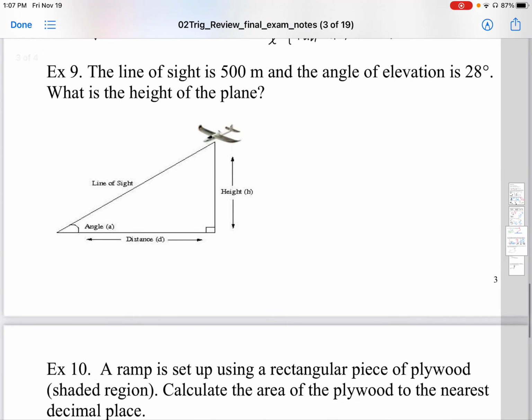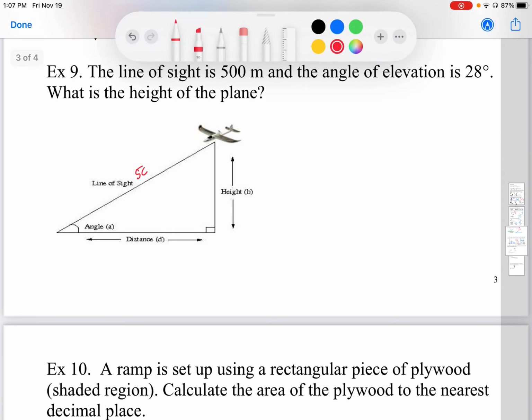The line of sight is 500 meters and the angle of elevation is 28 degrees from the ground to a plane. So we have this picture here. Our line of sight distance is 500 meters. The angle of elevation is this angle here, and that's going to be 28 degrees. And so what we're looking for is the height, this height here.